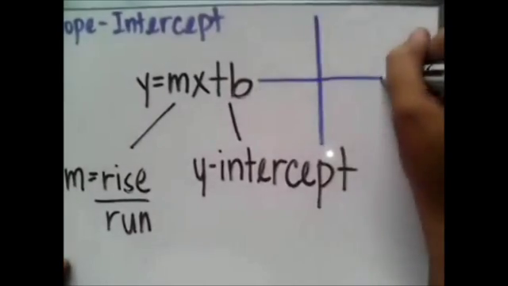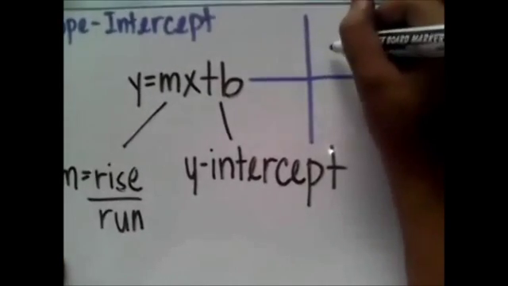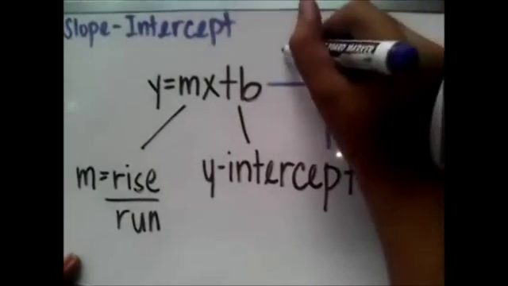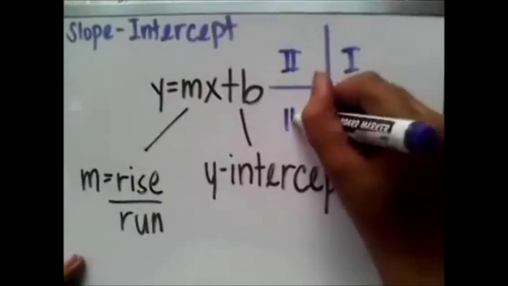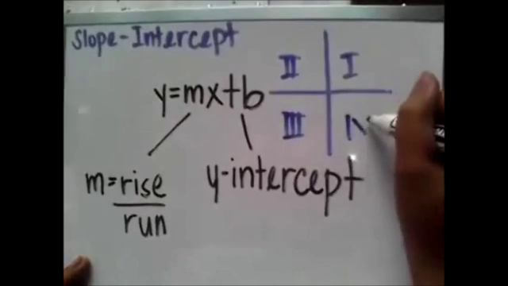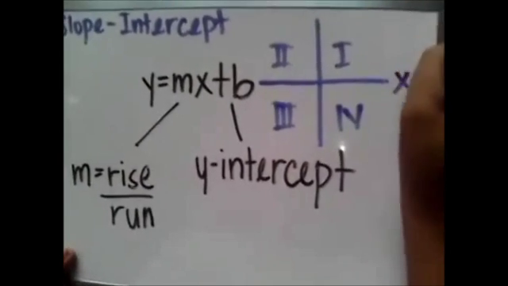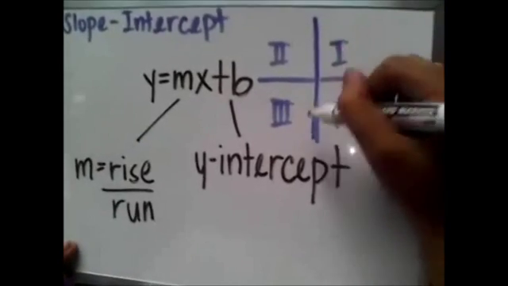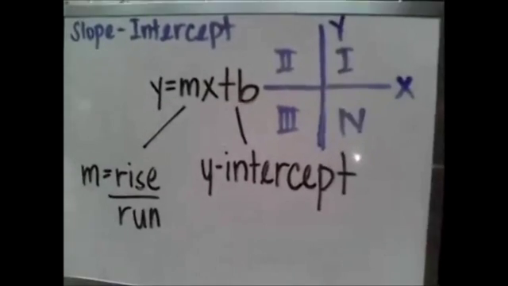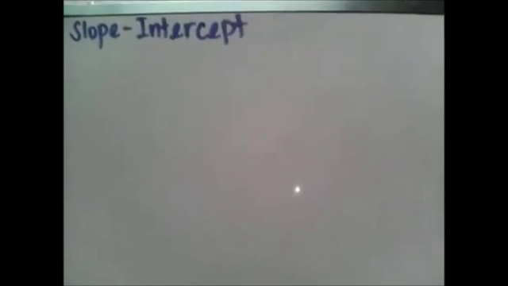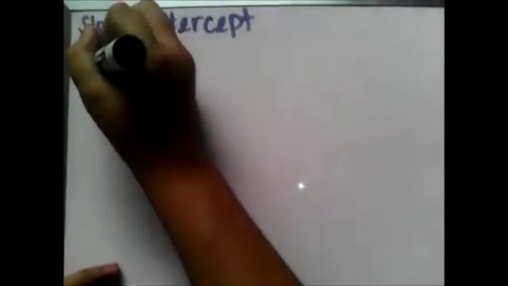So the Cartesian plane has 4 quadrants. This is where the first quadrant, the second quadrant, the third quadrant, and the fourth quadrant. The horizontal line is the x-axis, while the vertical line is the y-axis. Let's now have our first example.